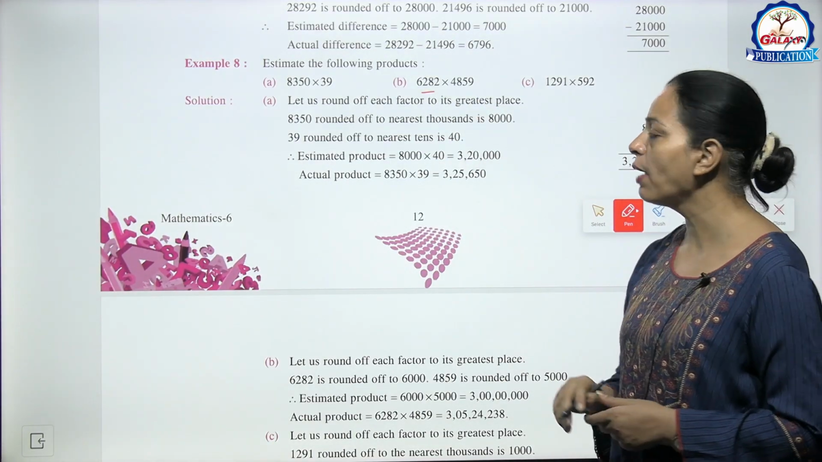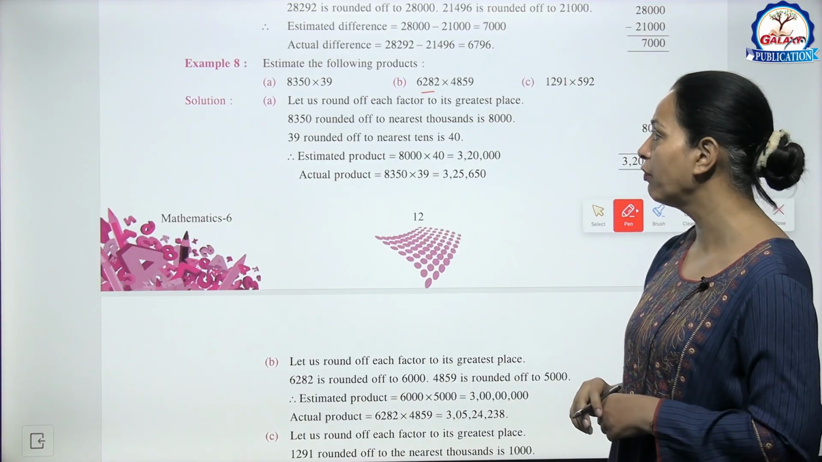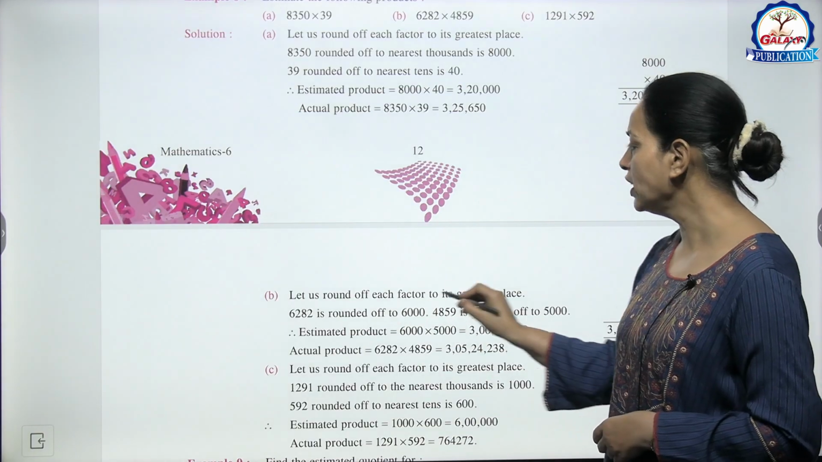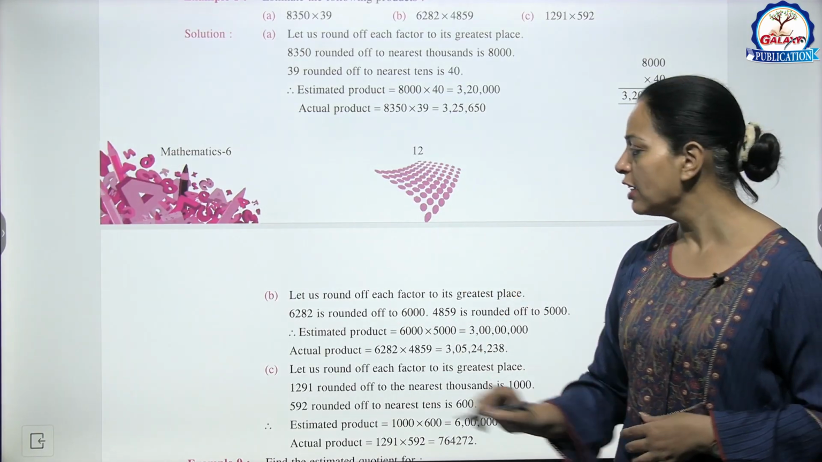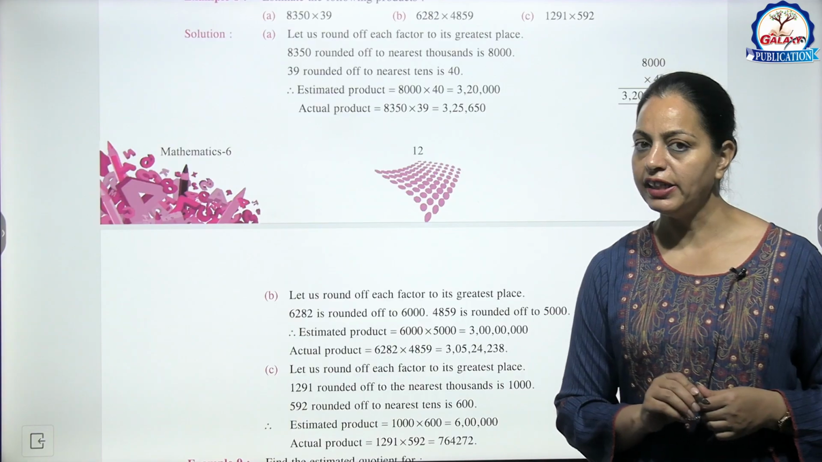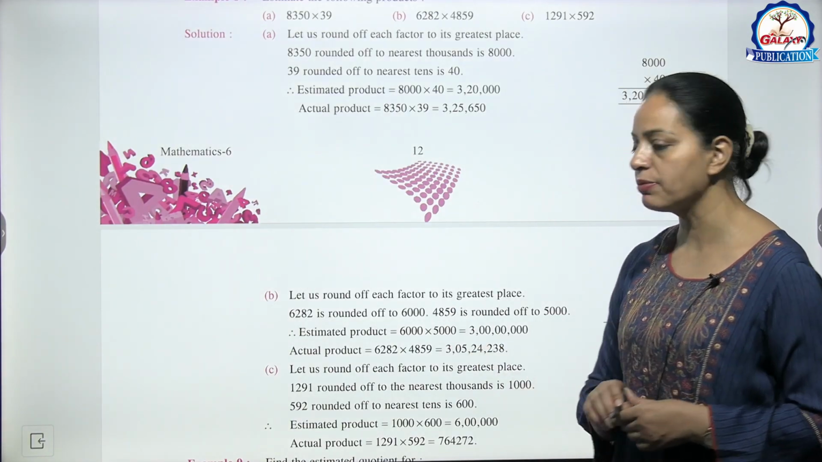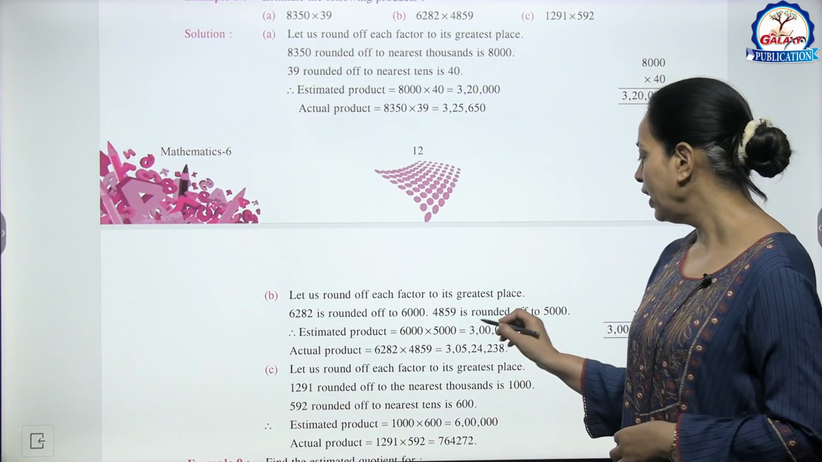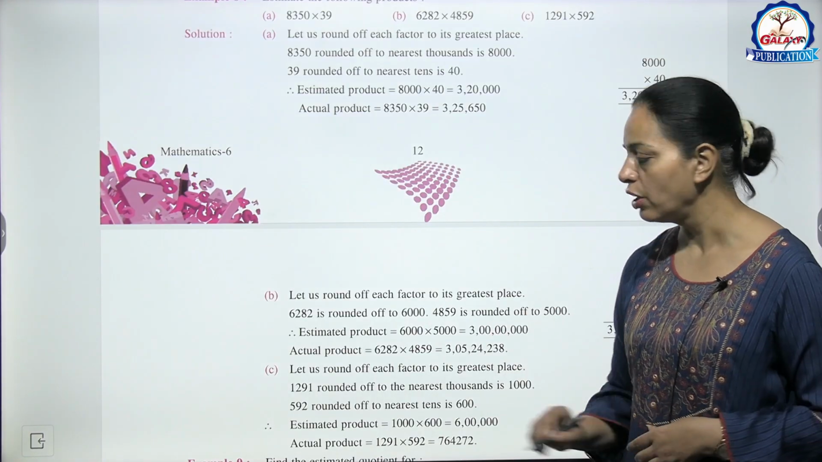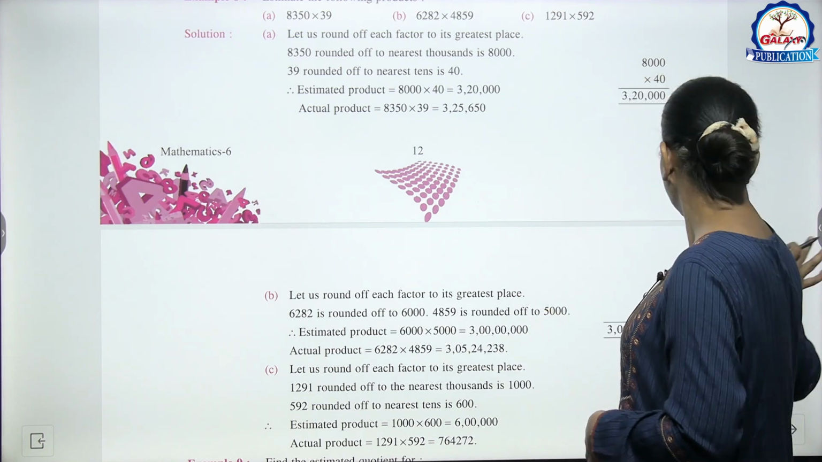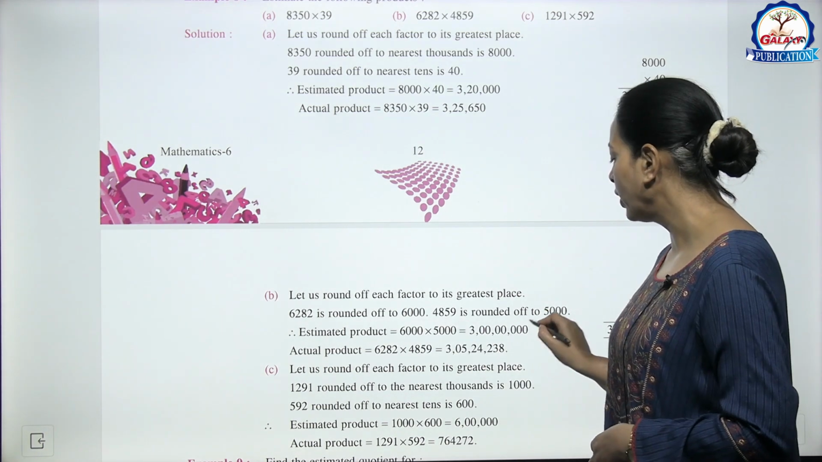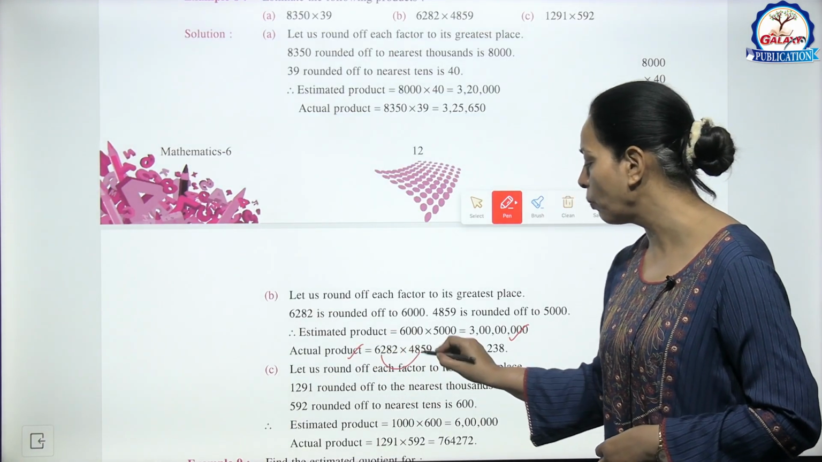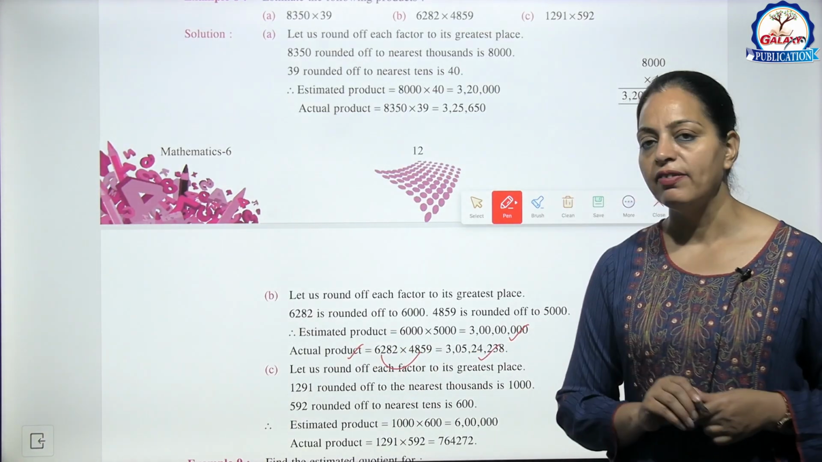Now here B part, 6,282 multiply 4,859. So now what to do? Round off each factor to its greatest place. So 6,282 को round off करेंगे, it becomes 6,000, and 4,859 it becomes 5,000. So estimated product इन दोनों को multiply कर देंगे, then you will get this value, right? Now find the actual product, दोनों को multiply करेंगे, you will get this one.